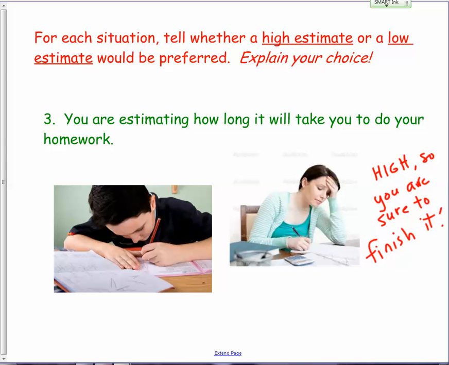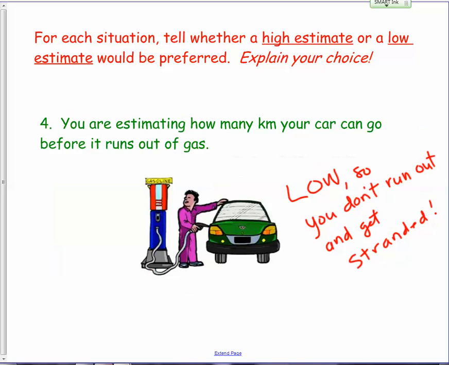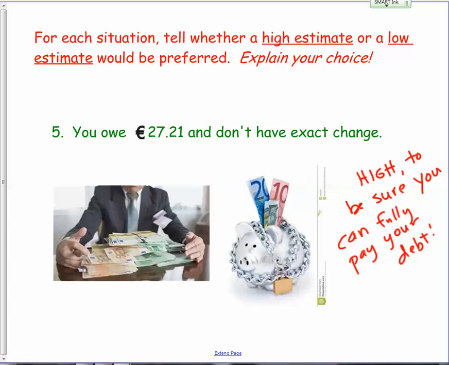Not a good thing. Estimating how long it's going to take you to do your homework, you all agreed to estimate high so you're sure to finish it and not run out of time and go to bed so late. In estimating how many kilometers your car can go before it runs out of gas, you all agreed to estimate low because you don't want to run out and get stranded. And then if you owe some money and you don't have the exact change, most of you said you have to estimate high to be sure you can fully pay your debt. One group didn't quite understand this. They thought this was money you were earning, so they said to estimate low. But if you owe that money, you definitely want to make sure you have enough to pay off your debt, so you'd want to estimate high.